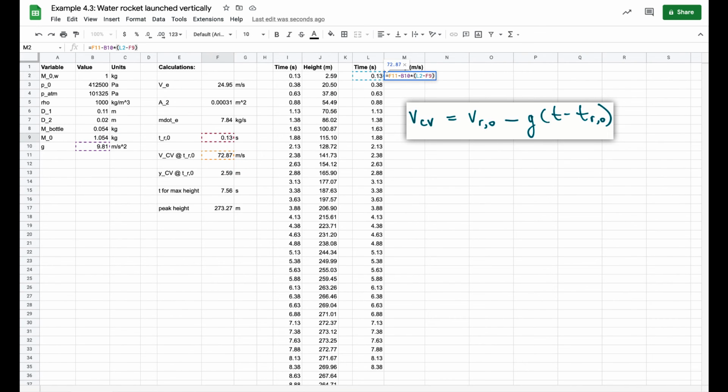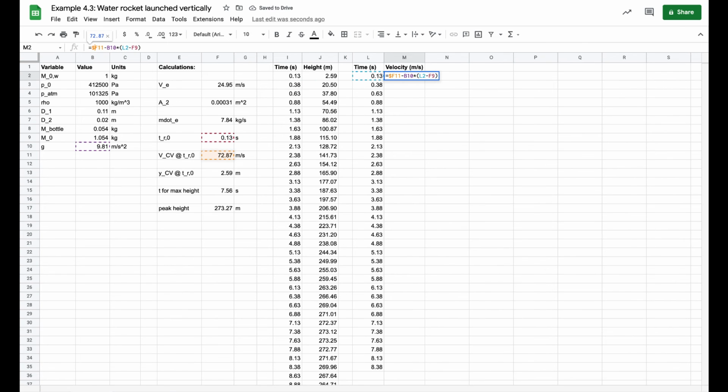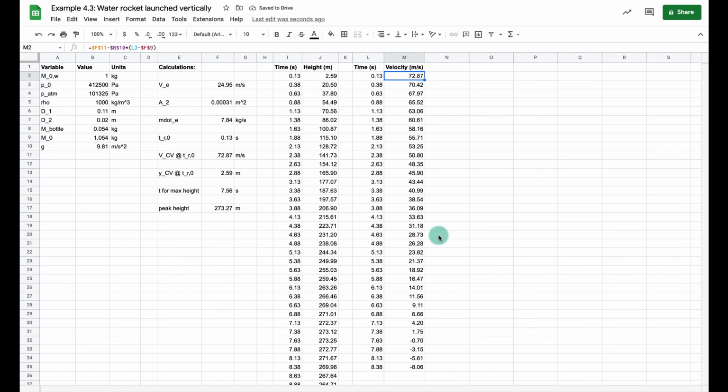I'll just put dollar signs on these because we only want the L values to change as I drag this down. And one thing I can do as a little shortcut is double click on that little square in the bottom right corner there, and that'll drag it down for me. That's just like an autofill. And just a quick look here to see if it all matches up.